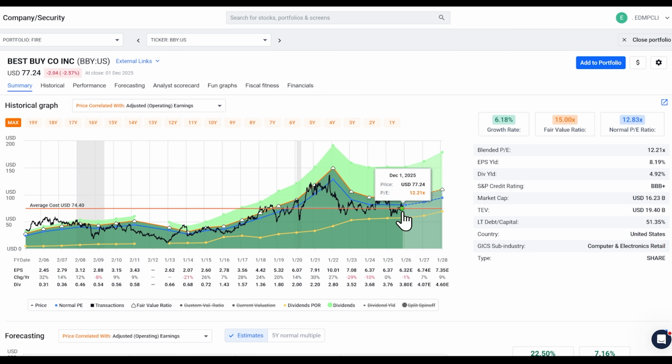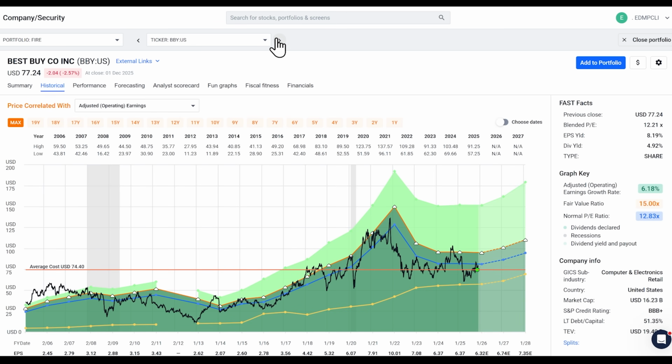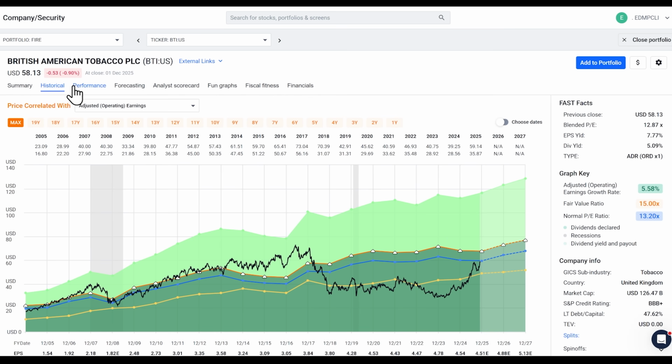Best Buy, you can see it. These are all just brand new holdings. That's basically what I'm trying to get across here. They're brand new holdings that were just purchased. Here's British American Tobacco. And once again, it was just purchased.